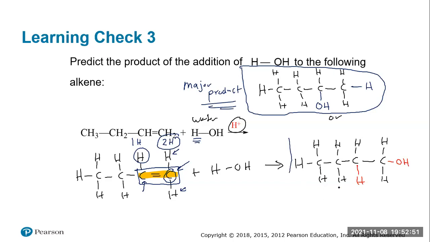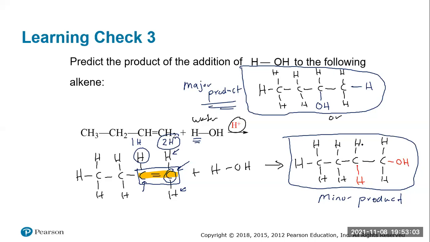Is this other figure not really correct? The answer is sort of. This is what is sometimes referred to as the minor product, which means it doesn't happen most of the time. So again, for our class, you really should focus on drawing the major product, which would be this one. First off, any question on that addition there?